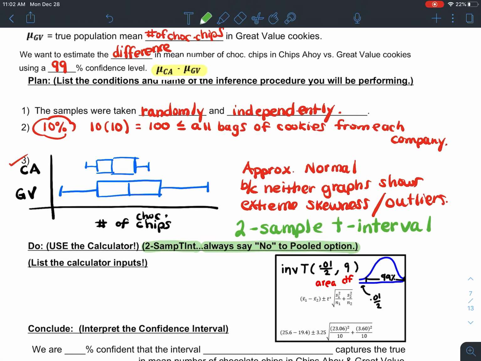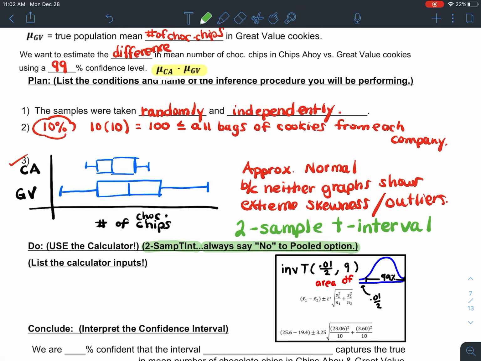You'll notice over here in this box, I was simply showing you if you were going to do this not using the calculator, how you would use the formula, what it is that you would substitute in here. This procedure I'm doing with inverse T is how I would have gotten this T-score that you're seeing right here, 3.25. You get that by inputting this into your calculator. Again, I wouldn't really advise doing the problem this way, but this is how you would do it if you were going to use the formula and not the calculator feature for two-sample T interval.